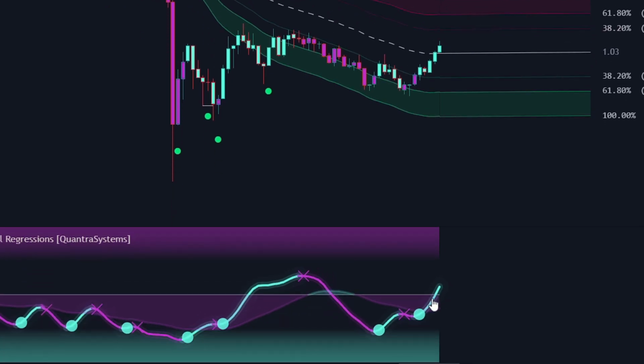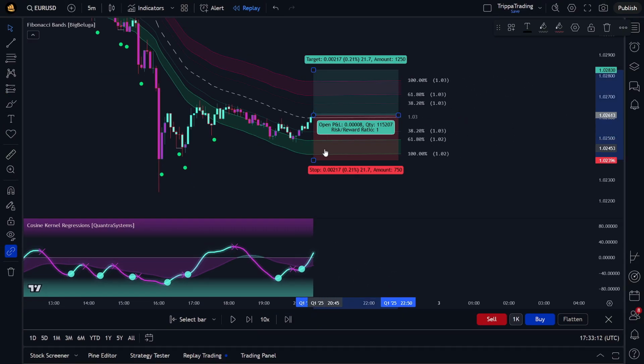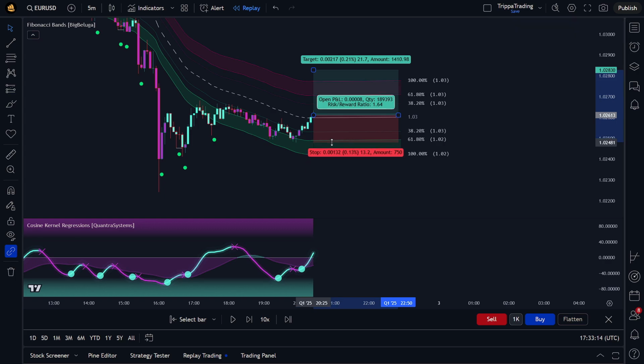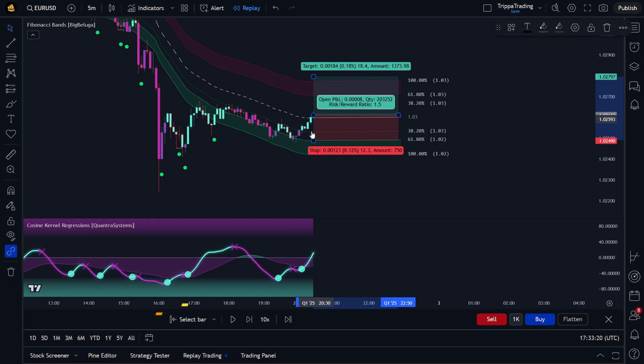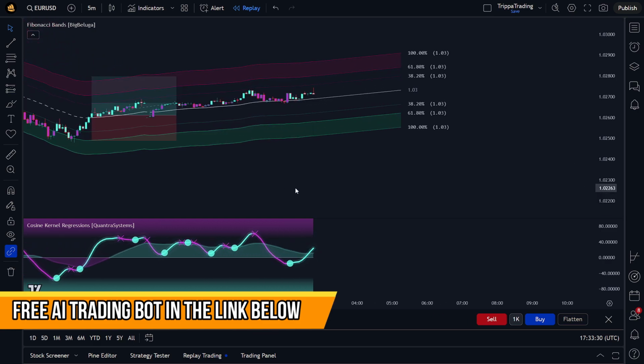To confirm a buy signal, it should be light blue in color. If these conditions are fulfilled, then you can place a buy order. The stop loss can be placed at the second last Fibonacci line, which is this one, and the risk to reward ratio will be 1 to 1.5. Let's see if the take profit target will be hit.